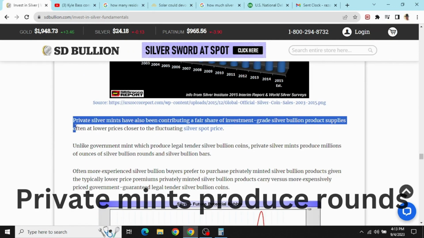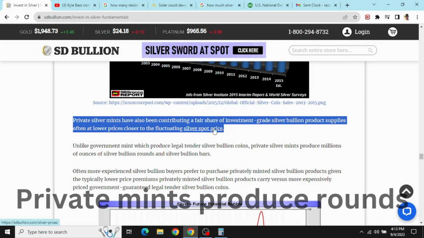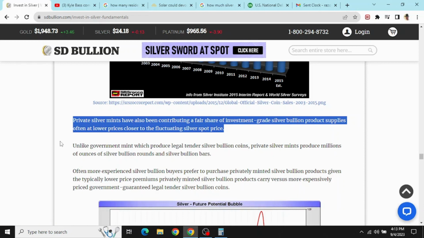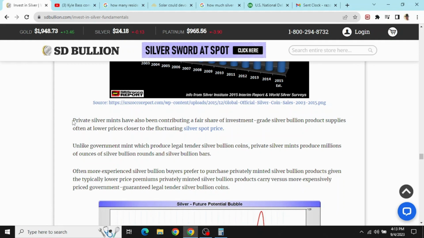And we see here also that private silver mints have also been contributing a fair share of investment grade silver bullion product supplies, often at lower prices closer to the fluctuating silver spot price. And that's what I'm doing now. I think I have a little bit more knowledge of what to buy and how to buy and where to buy, most importantly, which gives me the confidence to buy from private mints because of the premiums.